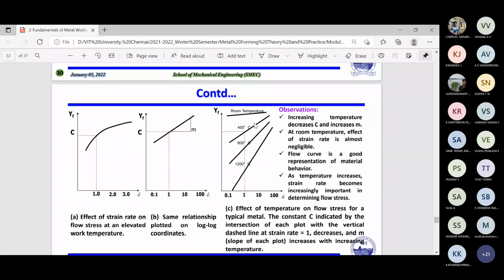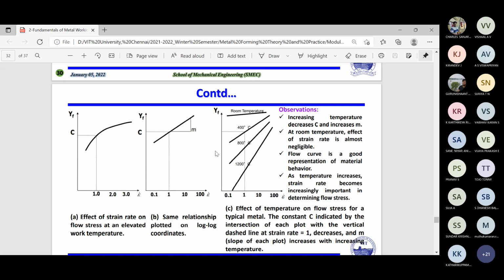Otherwise, at least you will understand, because I am putting this in the text, how things actually change when you vary the temperature from room temperature to a higher temperature. So here you can see, what is the basic meaning of this third graph? It is: if flow stress is equal to C, then how much will be the strain rate? This shows the effect of temperature on the flow stress for a typical metal, so the constant C.